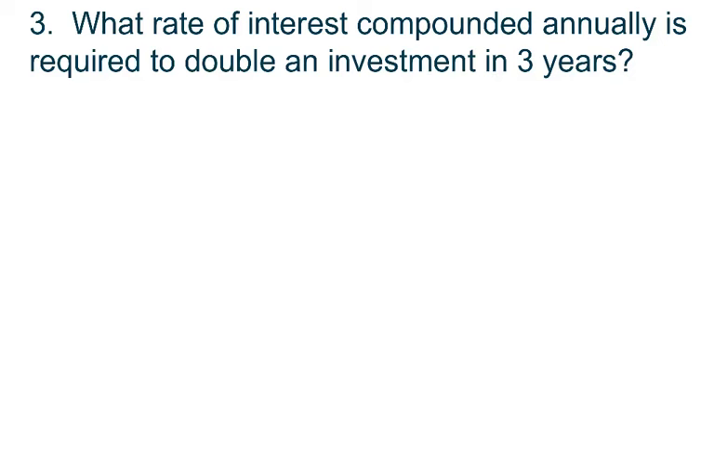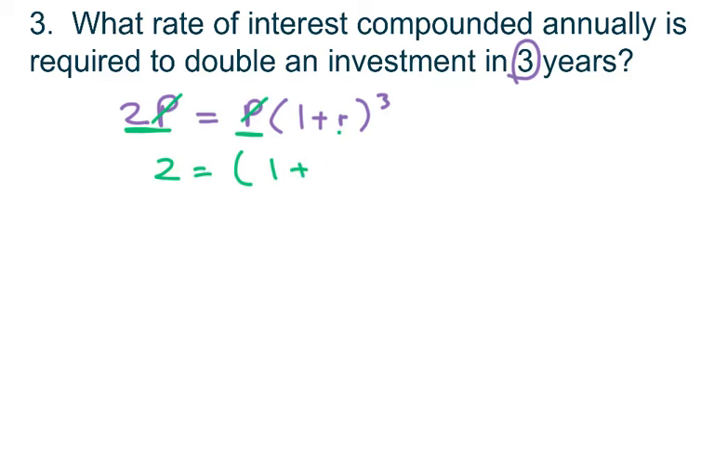Alright. Now we need what rate of interest compounded annually is required to double an investment. So what we're going to use is we want to double our investment. So we're going to say 2P equals P times (1 plus r) cubed, because that's the 3 years. And the P's are going to cancel, and we're looking for r. So we get 2 equals (1 plus r) cubed, and then you solve for r.